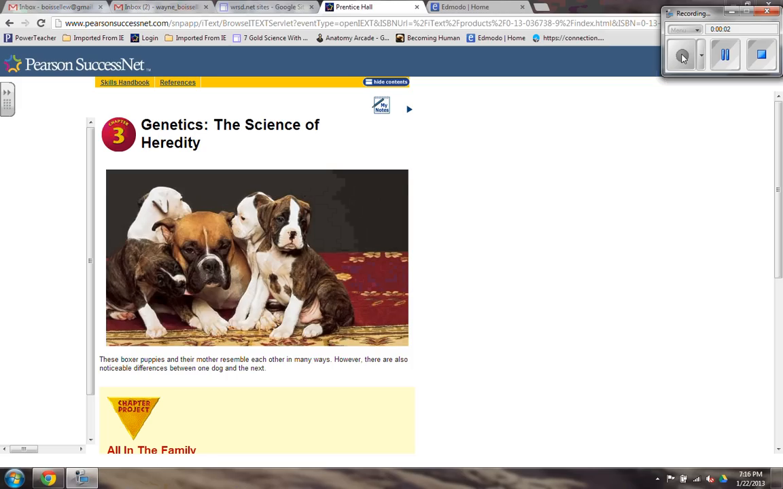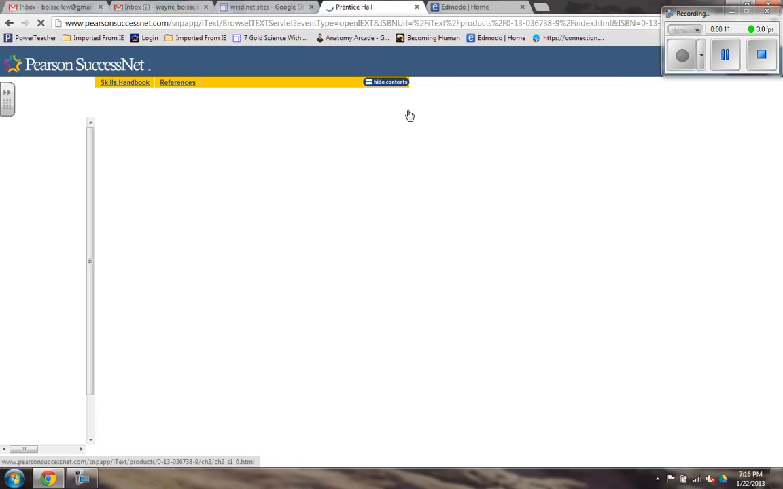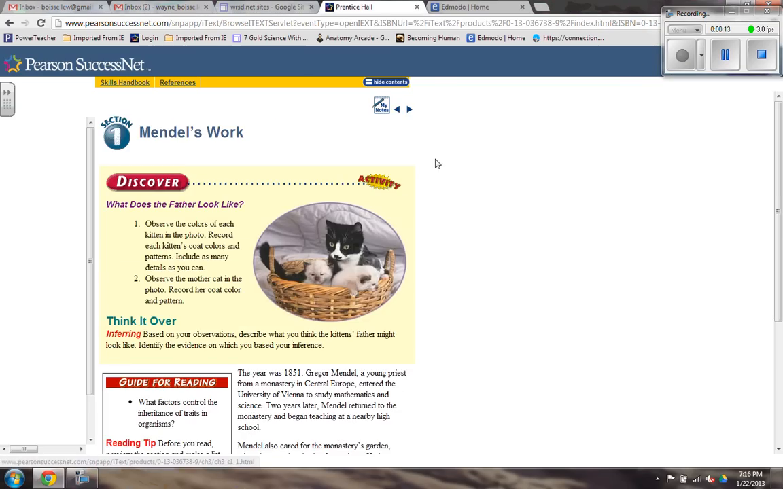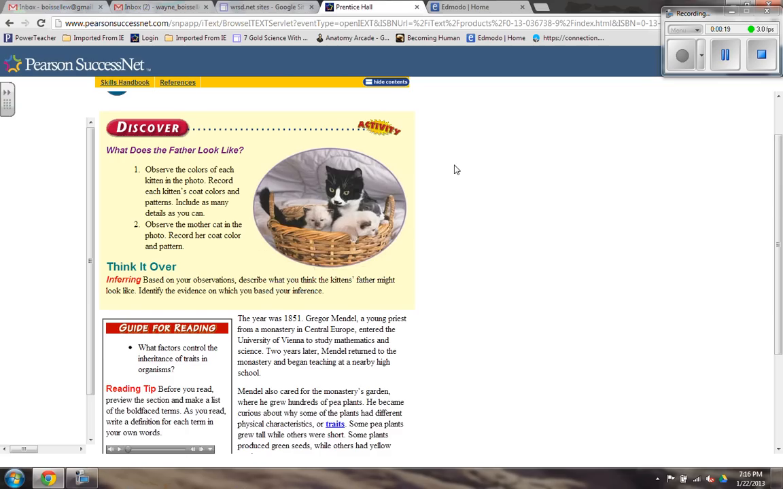All right, here we are with Chapter 3, Section 1, Genetics, the Science of Heredity. And the first section that you're responsible for is called Mendel's work. Now, we've already done a little pre-reading, so I'm just going to get right into the reading.